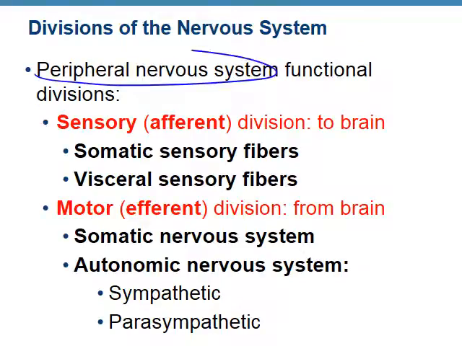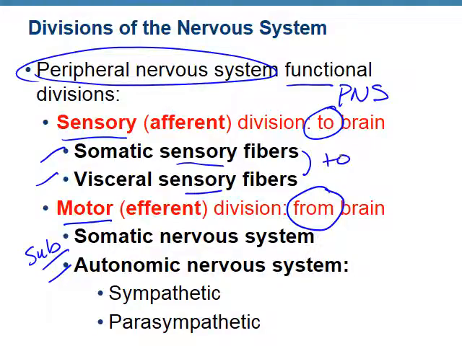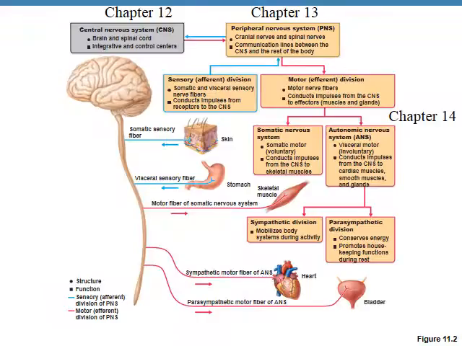The peripheral nervous system has what we call functional divisions, based on what they do. So sensory, messages to the brain, motor, messages from the brain, and then there are subcategories within each of these. If it says anything about sensory, that's going to the brain. If it doesn't, in this case somatic or autonomic, it's coming from the brain. So let's look at the figure. This figure does a great job, so let's break down chapter 12. We're going to talk about the brain and the spinal cord. Chapter 13, we're going to talk about the peripheral nervous system.